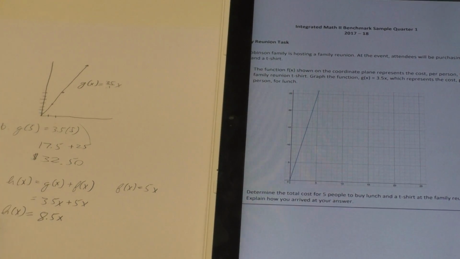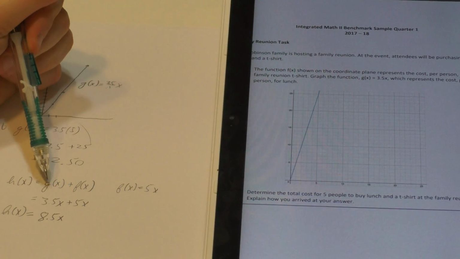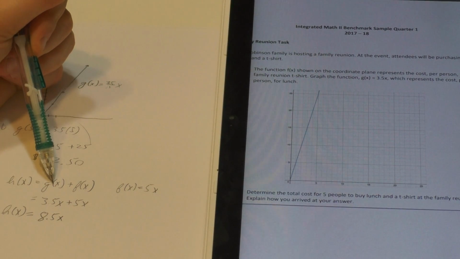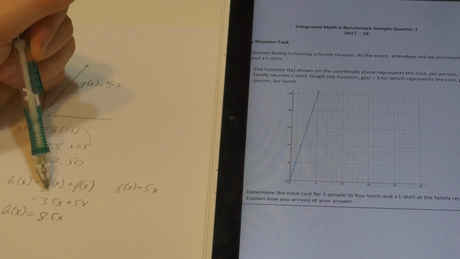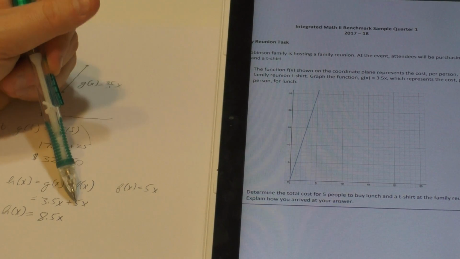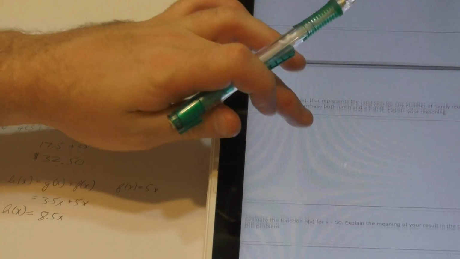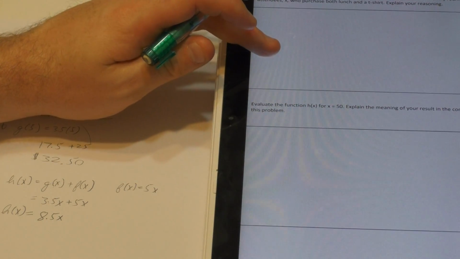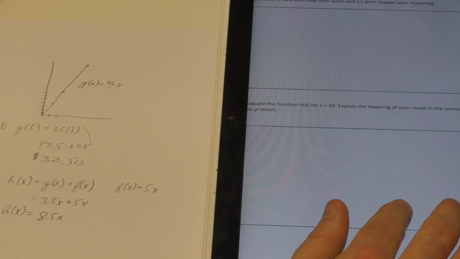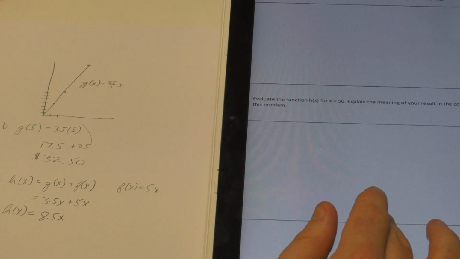And if I'm explaining my reasoning, I'm just saying that the function for lunch is g of x, the function for t-shirts is f of x, g of x is 3.5x, and I can look at the graph and find that f of x is 5x and go from there. So the final question is, evaluate the function h of x for x equals 50. Explain the meaning in the context of this problem.